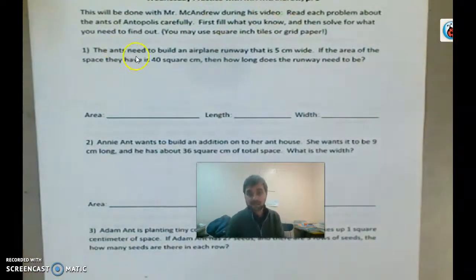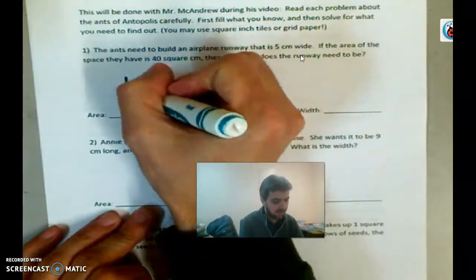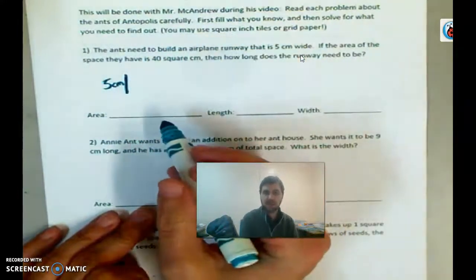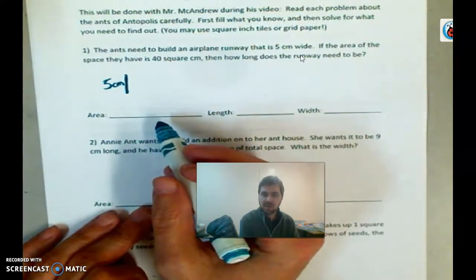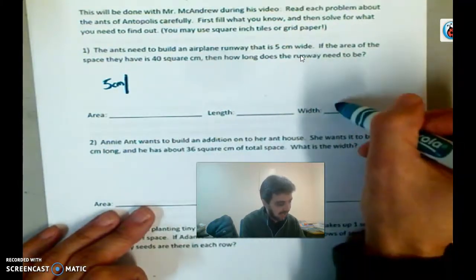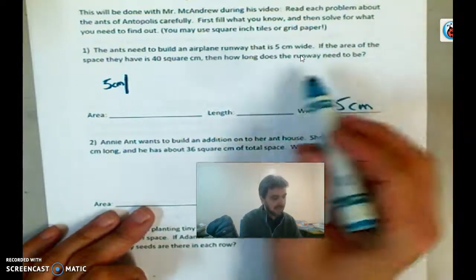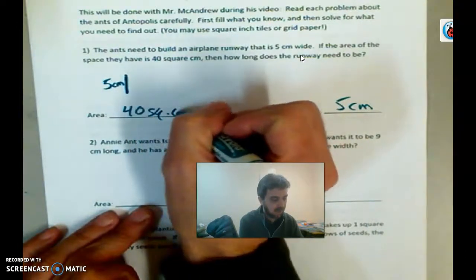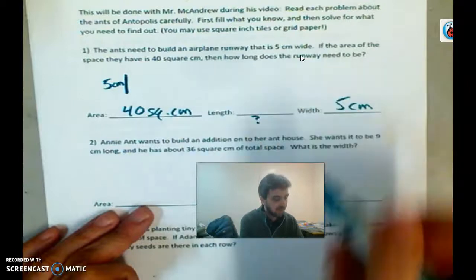It says the ants of Antopolis need to build an airplane runway that is 5 centimeters wide. So I'm already thinking it's a runway, right? It's kind of long. So I'm going to put, it's 5 centimeters wide. If the area, okay, so I already know the width. The width is 5 centimeters. I'm going to write that down. And the area of the space they have is 40 square centimeters. I'm going to write that down. 40 square centimeters. So I'm looking for the length.